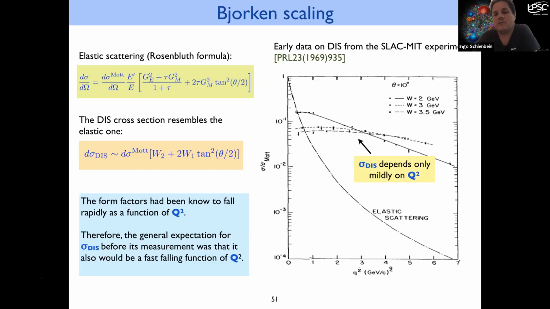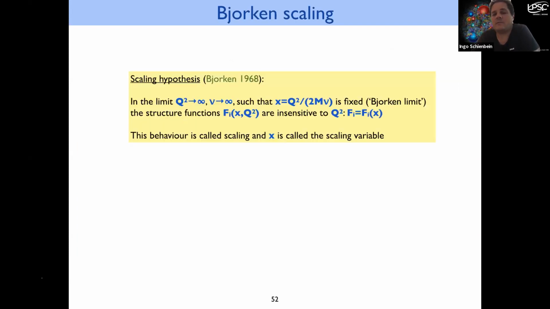And as you see, the DIS cross-section depends only very mildly on Q squared, whereas the elastic scattering one would fall off very steeply. And that was a big, big surprise. So that led to the scaling hypothesis by Bjorken.